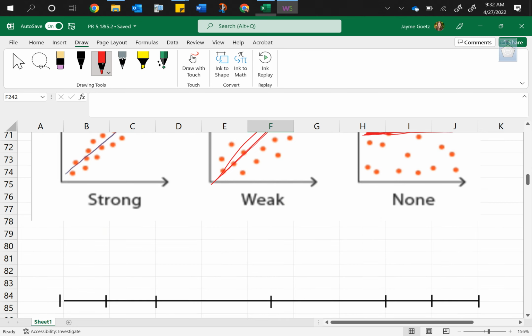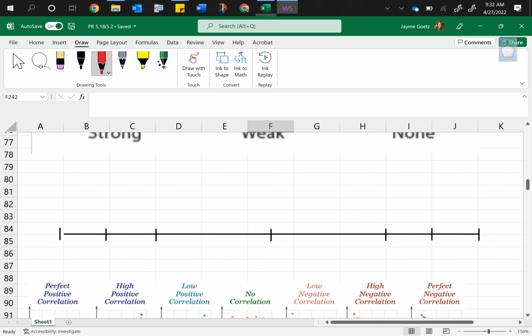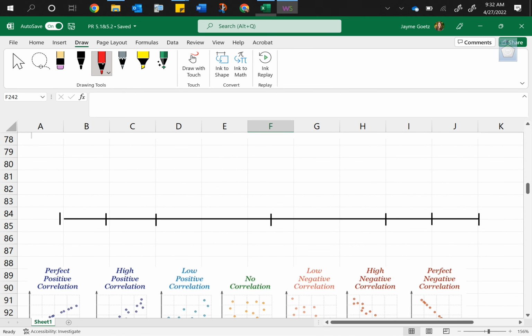Now let's talk about what the R value means. The R value is best described on a number line. Remember, the R value has to stay in between -1 and 1. So this end would be -1, this end over here would be +1, and in the middle, we would have 0.